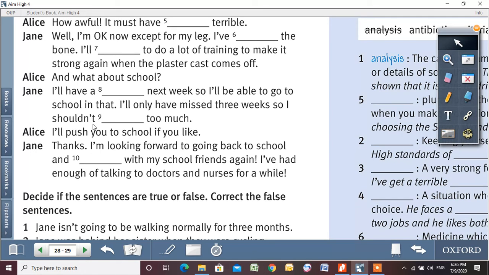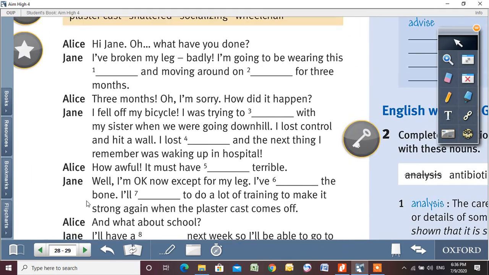9, I shouldn't lose out too much. 10, I'm looking forward to going back to school and socializing with my school friends again. So let me show you the answers.